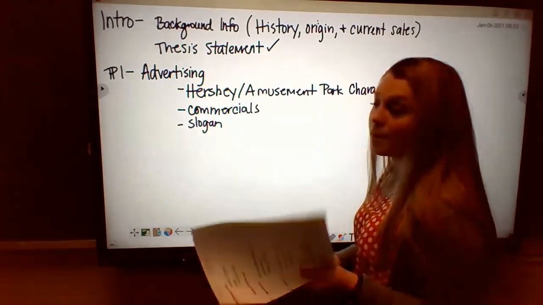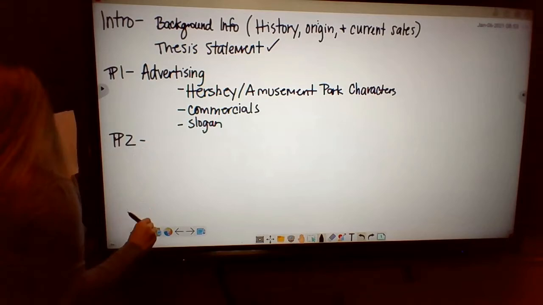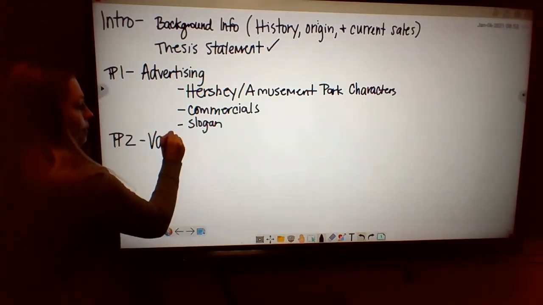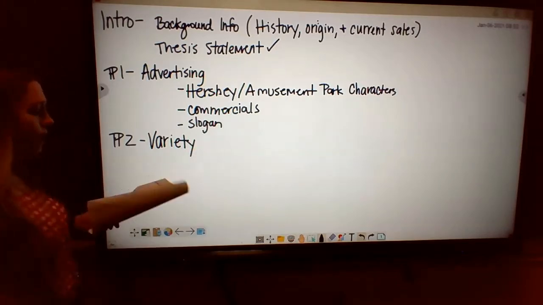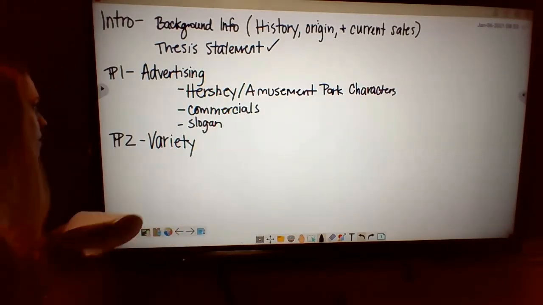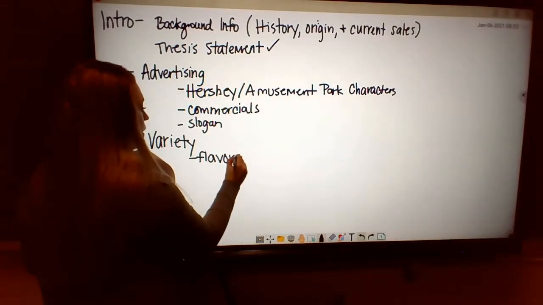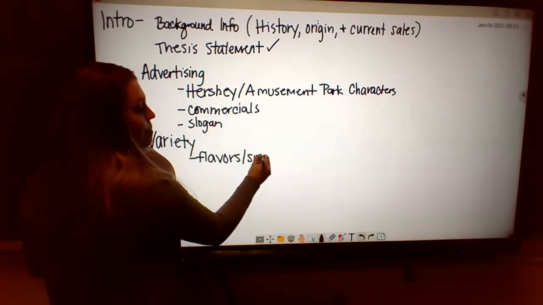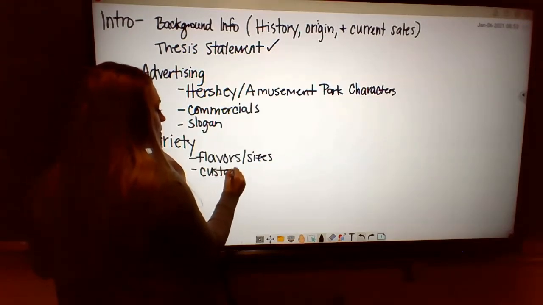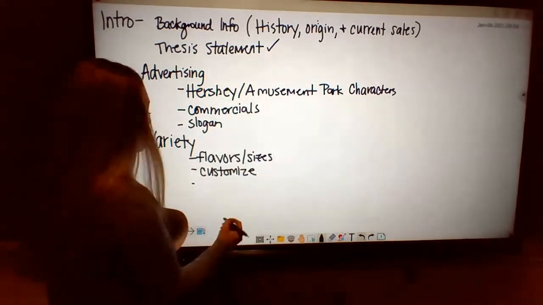Okay, so paragraph 2, that's going to be variety. And going back to our brainstorming sheet, we know the flavors. That's important. Slash sizes, how we have the minis and all that sort of thing. We have the customizable option. And also the holiday themes.